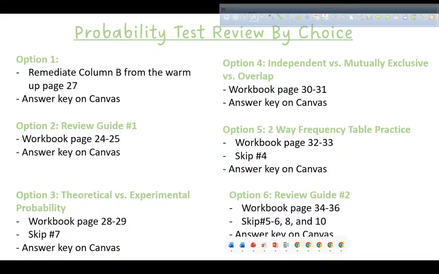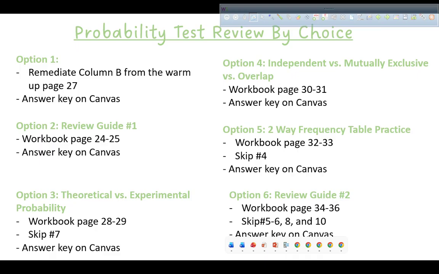If you want more specific practice, options 3 through 5 are specific categories. Option 3 is theoretical versus experimental probability. That's the very beginning of the unit, so it's been a while since we've done that. You might want to look at those. That's 28 and 29. Independent, mutually exclusive, overlap is a big one that we struggle with. So if you want to look at those types of events, that's 30 and 31. Two-way frequency tables is more practice like the ones from the warm-up. That's 32 and 33.